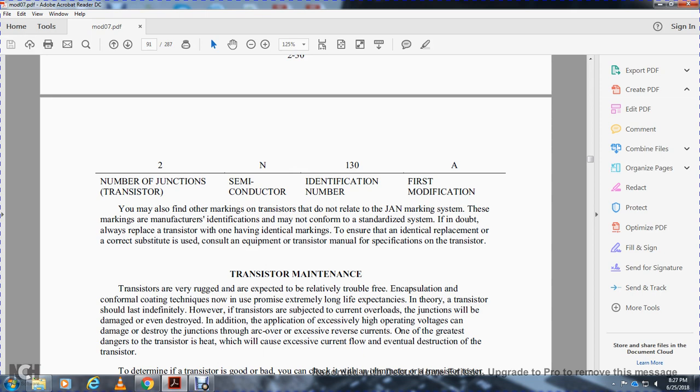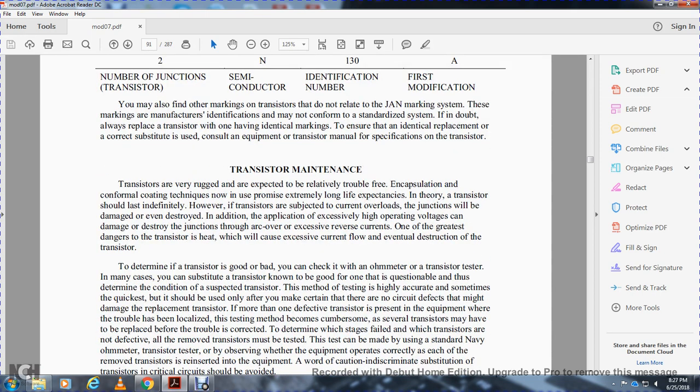Maintenance of the transistor is very regular, and transistors are relatively trouble-free with encapsulation conforming to the coding. With a transistor, an excess current overload will damage or even destroy the junction. In addition, an application with extremely high operating voltage can damage and destroy the junction by arc-over from excess reverse current. One of the greatest dangers to the transistor is heat, caused by excess current flow, with eventual destruction of the transistor.